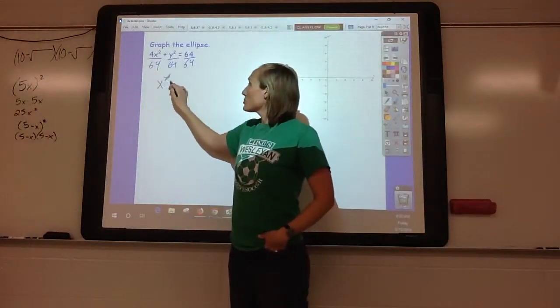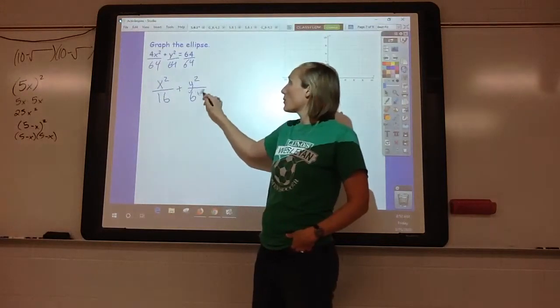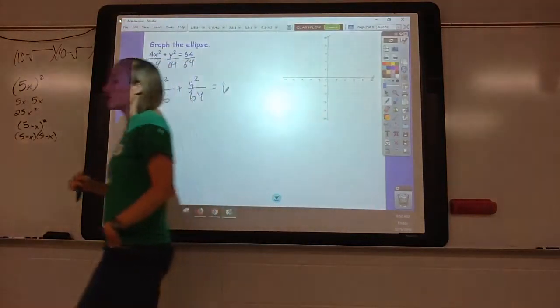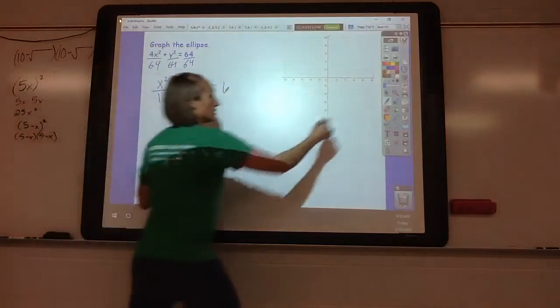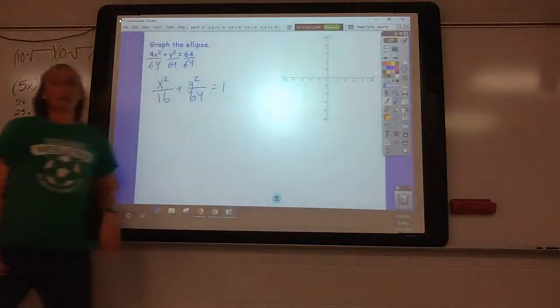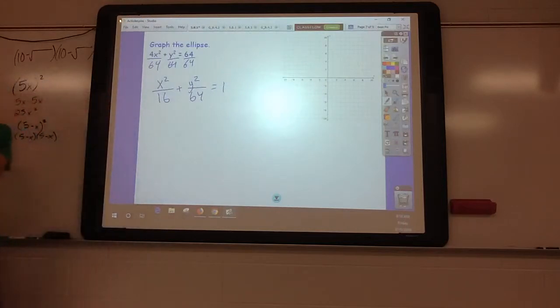You should get x squared over 16 plus y squared over 64 is equal to 1. So yes, this is an ellipse. Now, without using my chart, I want to show you a little bit of a trick here. If I go in the order that this is, I don't know which one's A or B right now because I'm not using my chart, and I'm not remembering that A is bigger than B, anything like that.